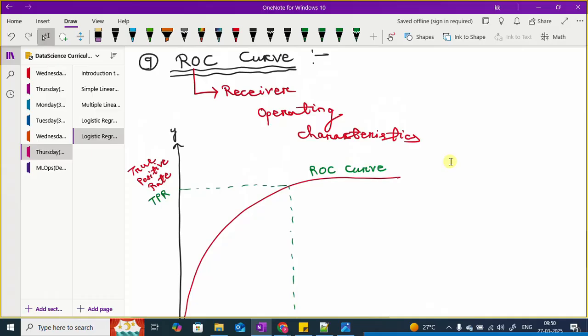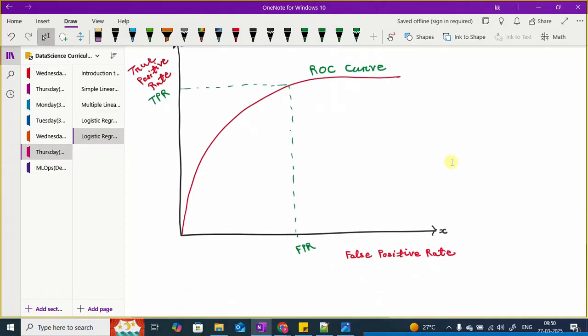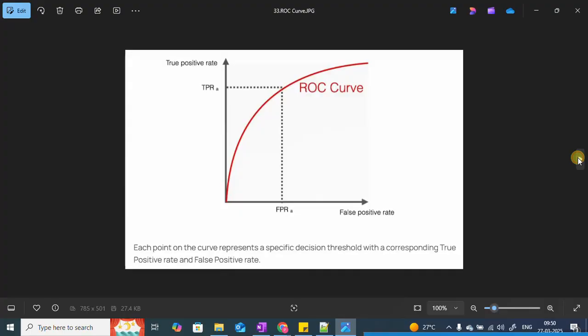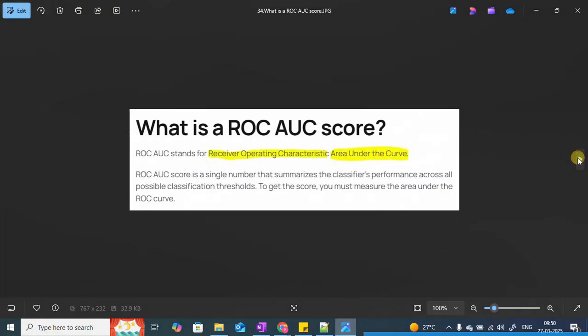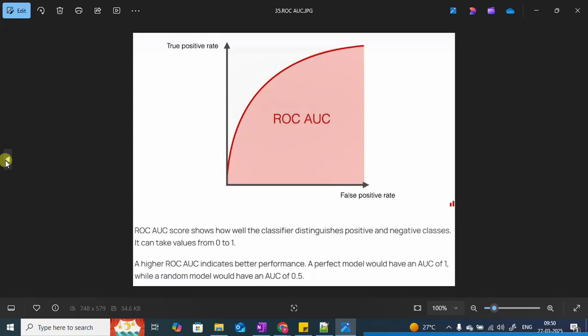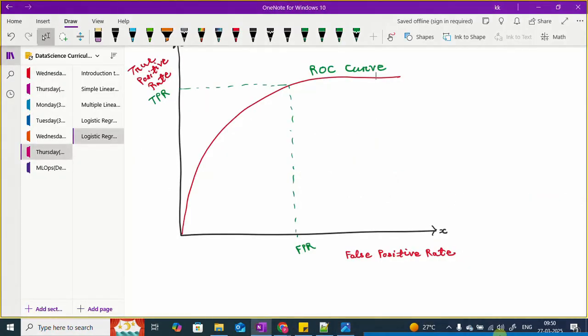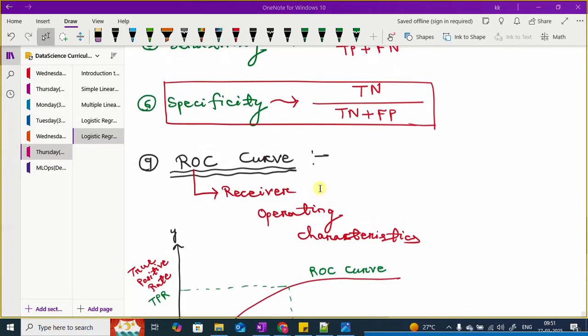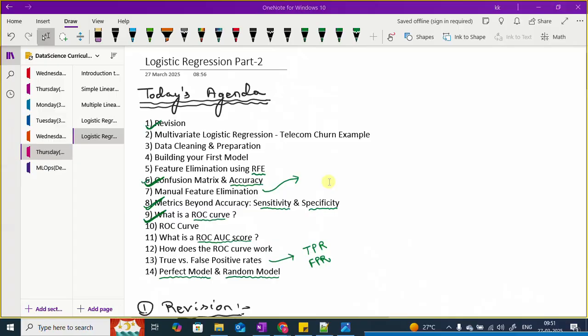Receiver operating characteristics. Any doubts so far, guys? Please let me know. Okay, so the ROC curve is completed. Now we'll see what the ROC AUC score is. That is very important.